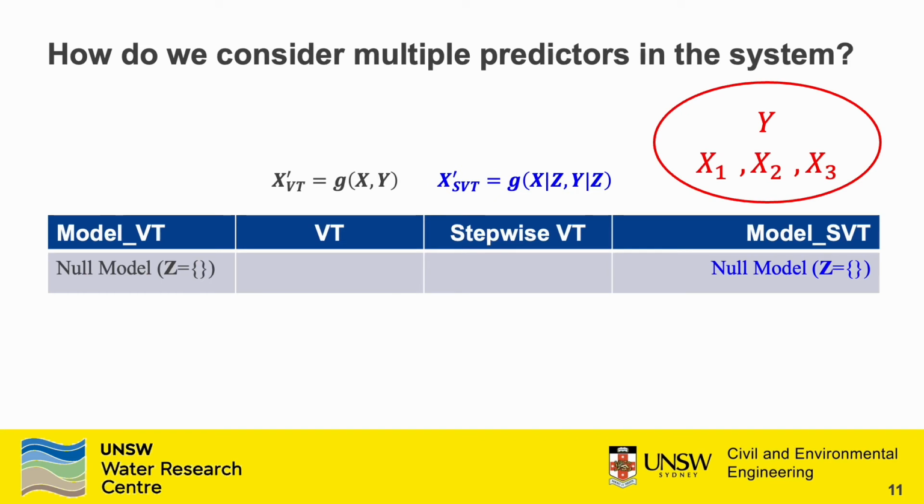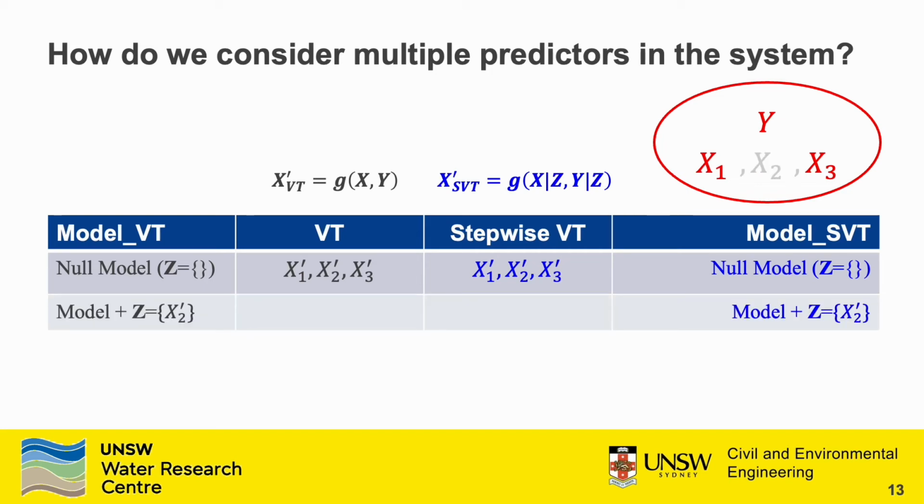Now, I will use a system with one response, Y, and three predictors, x1, x2, and x3, as an example to show how the algorithm works, and what is the difference between VT and stepwise VT. First, we start with a model without any existing predictor, so Z is an empty vector for now. Then we do the variance transformation to obtain transformed x1, x2, and x3. At this stage, VT and SVT transform predictors the same because Z is empty.